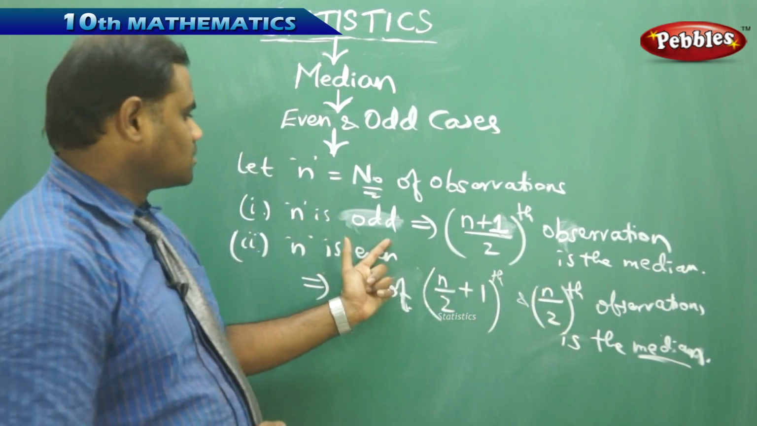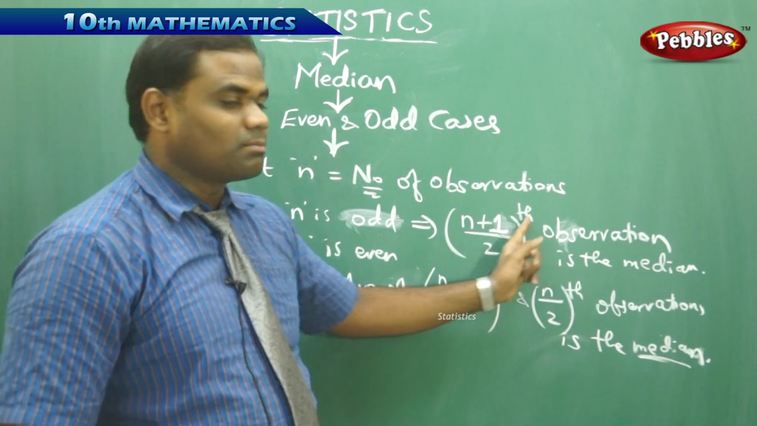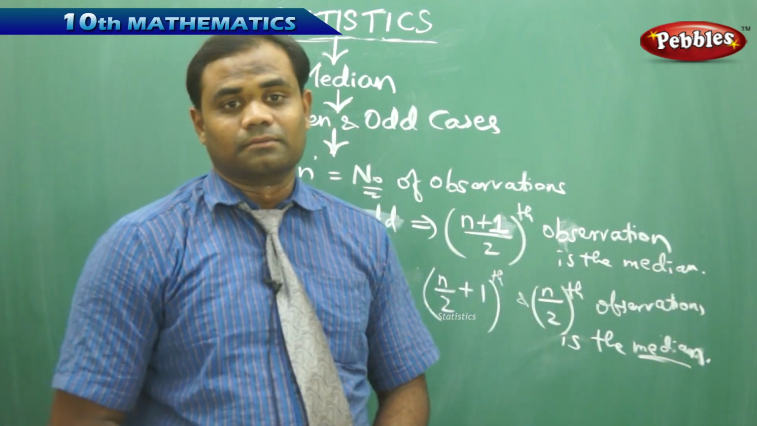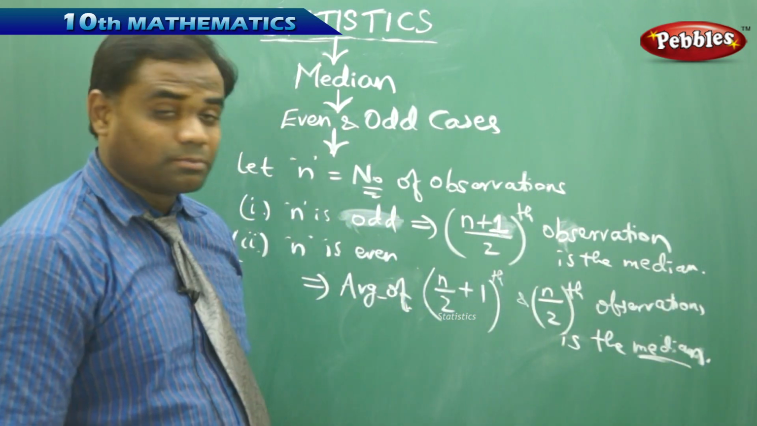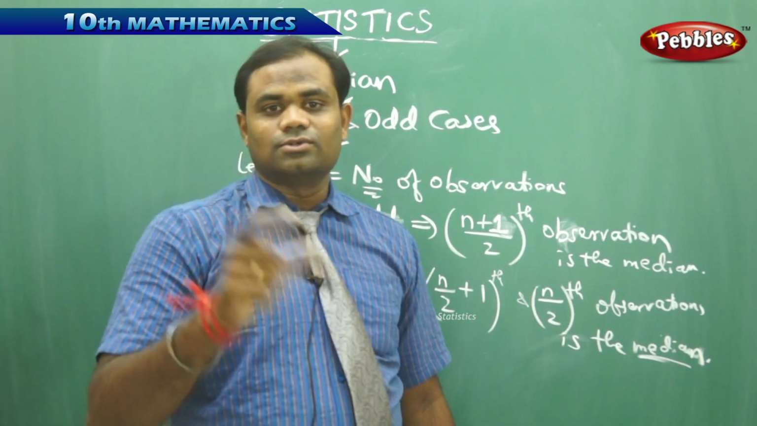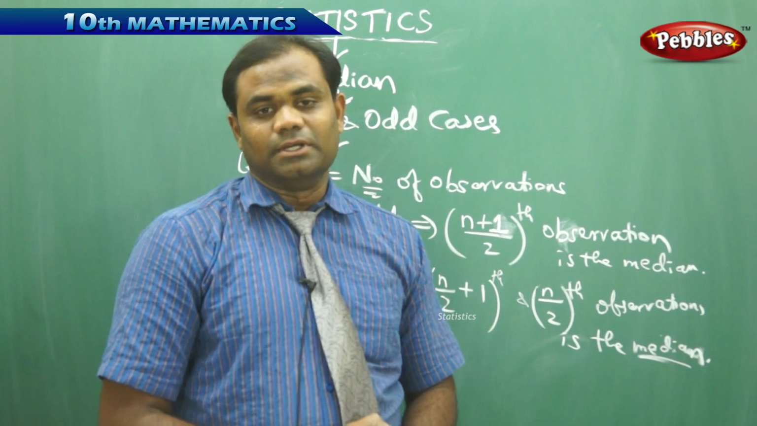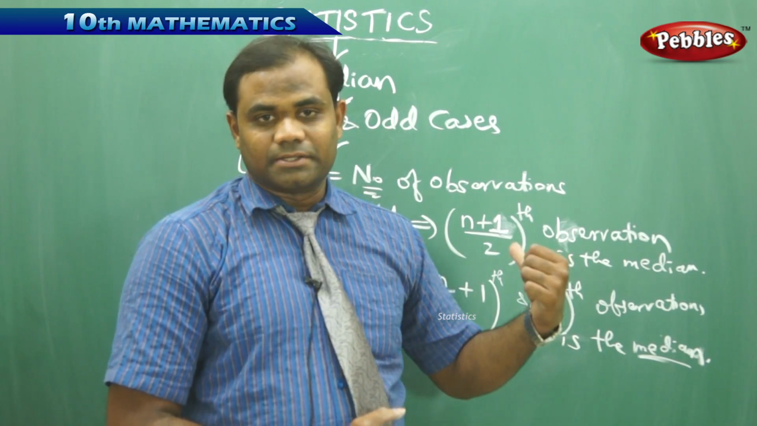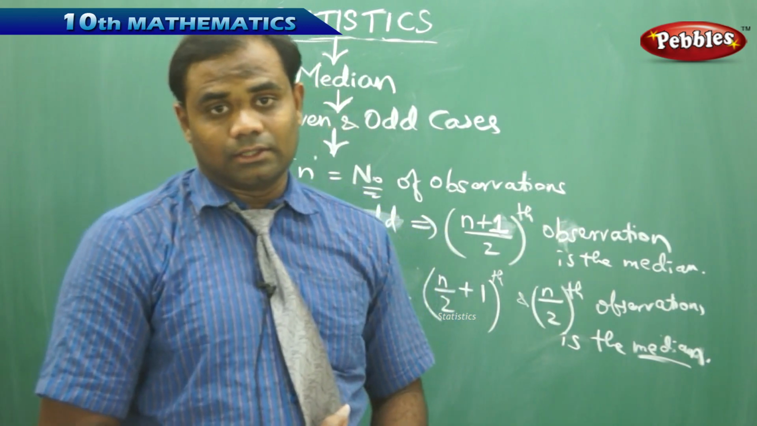If n is odd, the middle term, that is the (n plus 1) by 2th observation, is the median. So proper care should be taken when n is even. We get two values whose average is considered to be the median. These are the two special cases, n even and n odd.